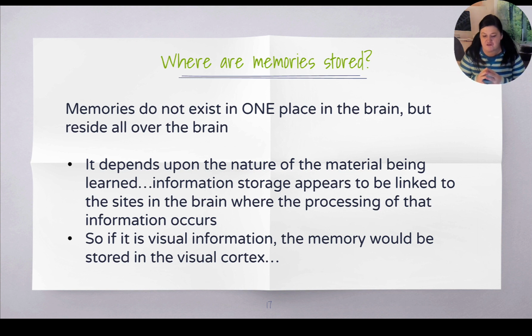Information storage appears to be linked to the sites of the brain where the processing of the information occurs. So if it's visual information, the information will be stored in the visual cortex, okay? Again, those emotions are being controlled by the amygdala, right? So we talked about this in another unit, okay?